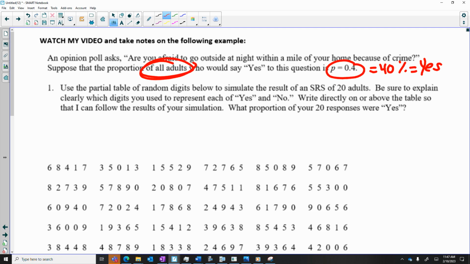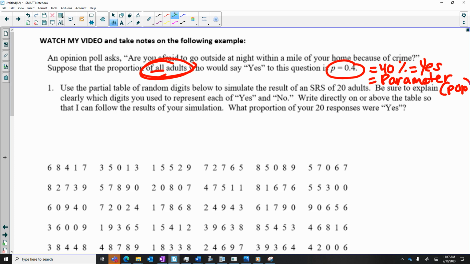It sounds like that is the proportion of all adults. So that number is actually called a parameter, because it sounds like they're using the word all, which means that it comes from the population. So the proportion of all adults in the entire population who say that they're afraid to go out at night is 40%, which is kind of scary actually. So now we're going to do a sample.